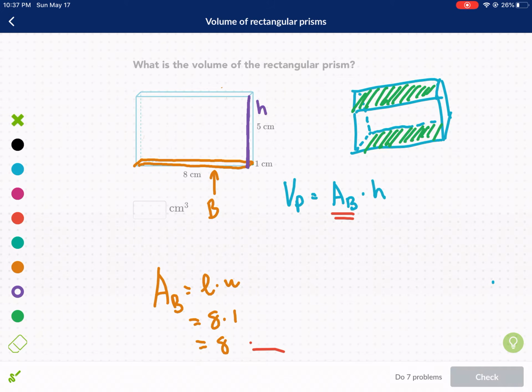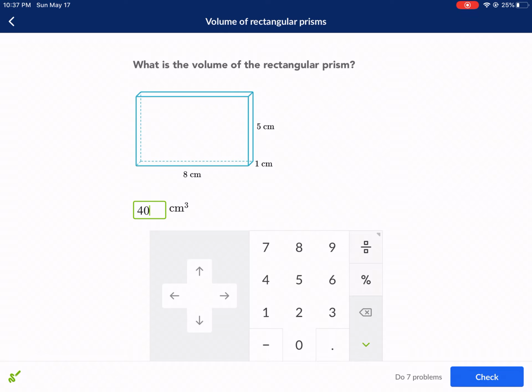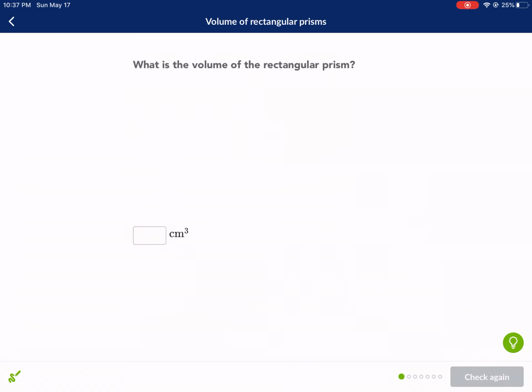Now we're going to plug this into our volume formula. The area of the base is 8, and we're going to multiply this by our height. Our height is, oops, I almost wrote h. Our height is not h, it's 5. And that is going to be equal to the volume of this prism. Well, we know that our volume is going to equal 40 centimeters cubed. They're cubic units because they take up three-dimensional space. 40, there's my answer. Bada bing, bada boom.